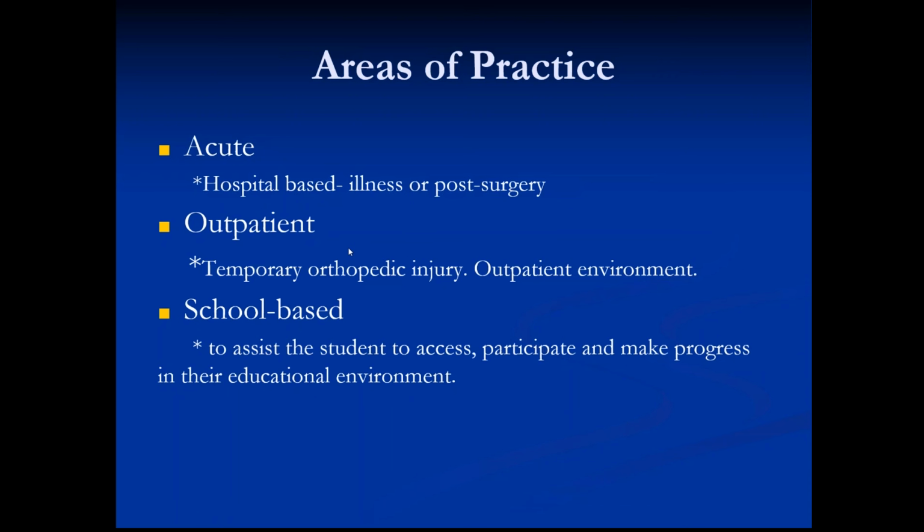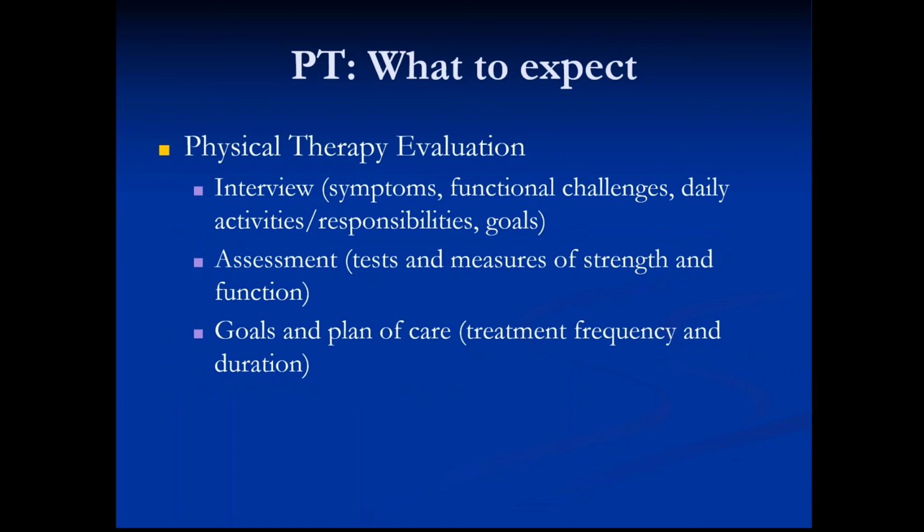So for a physical therapy evaluation, really in any setting, we're looking at a couple key components. There's an interview where we talk to the child and the family about the symptoms they're experiencing, functional challenges, daily activities, responsibilities, and goals. We're going to look at the skills that they're speaking with us about as part of our assessment, and these are going to include negotiating curbs, ramps, playgrounds, large steps like those involved in getting on and off a school bus.